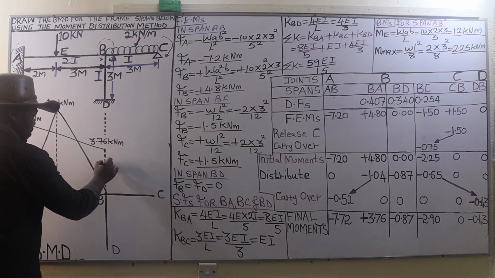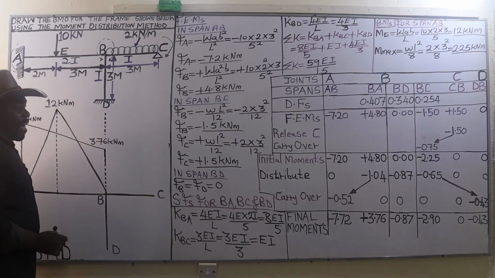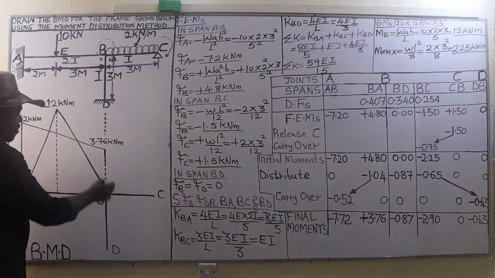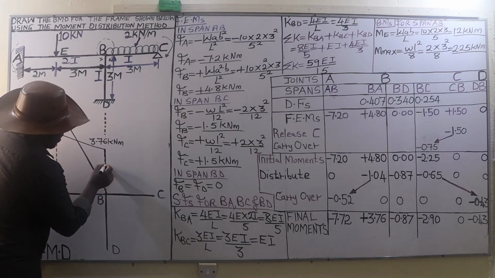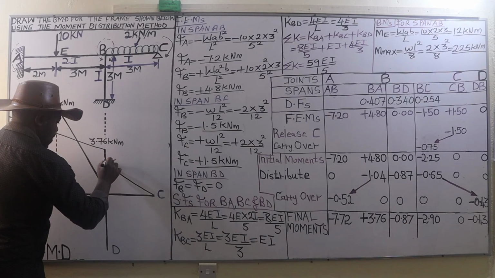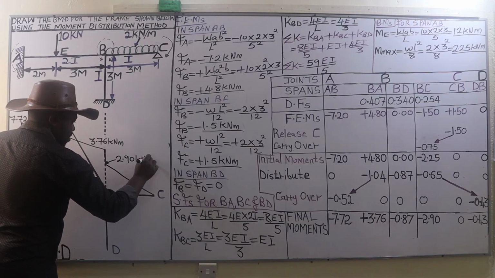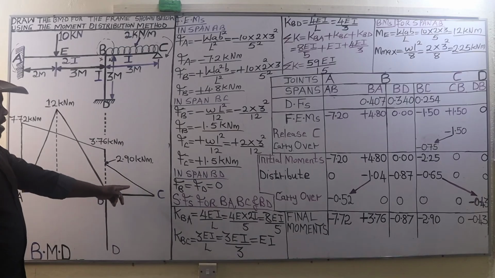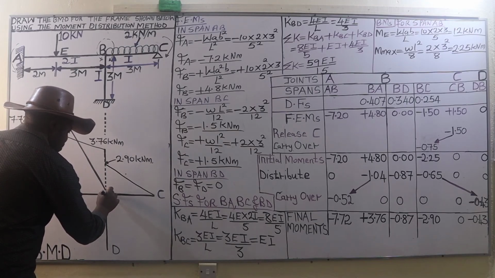Then on member BC we have negative 2.90. So 2.90 is about that point. So drop that there. Then the bending moment at C on member CB is going to be 0. So we join 2.90 to 0 at C. So that is how it is going to be. Here we have a moment of 2.90 kilonewton meters. Then the maximum bending moment here is 2.25, about that point. So that's going to be a smooth curve.